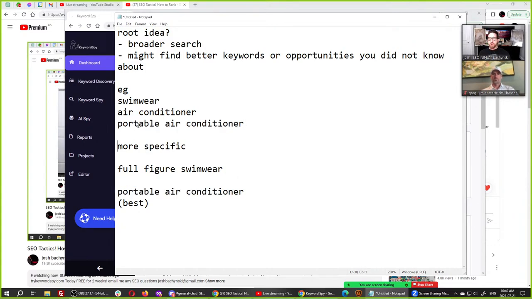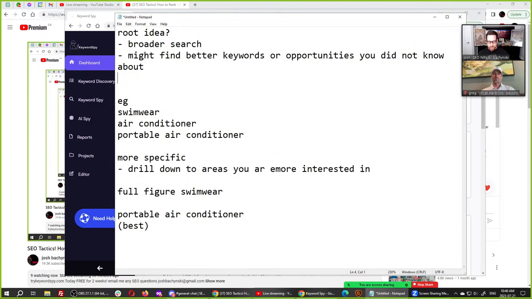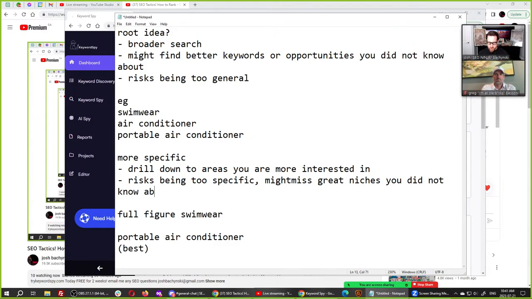If you go more specific, then you will drill down to areas you are more interested in. The risks here, it might be too general. But I guarantee you'll find something interesting. So you'll drill down more to the areas you're more interested in, but the risk being too specific, you might miss great niches you did not know about. Okay, so that's really important as well.